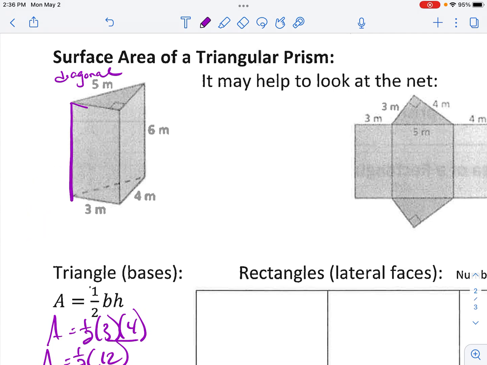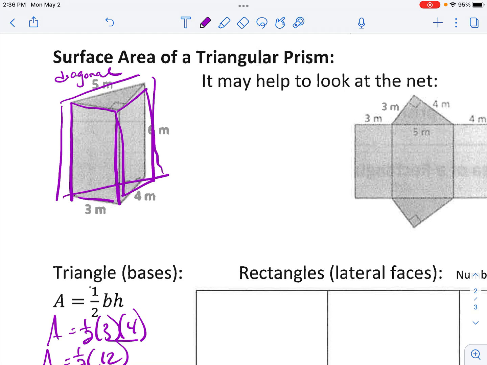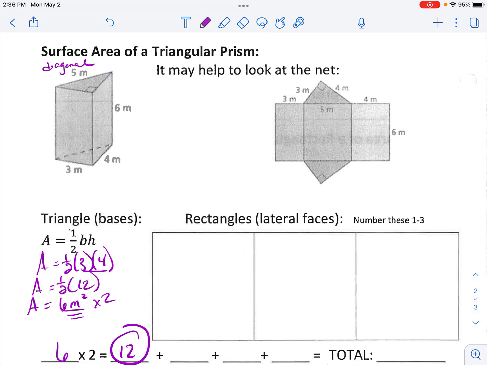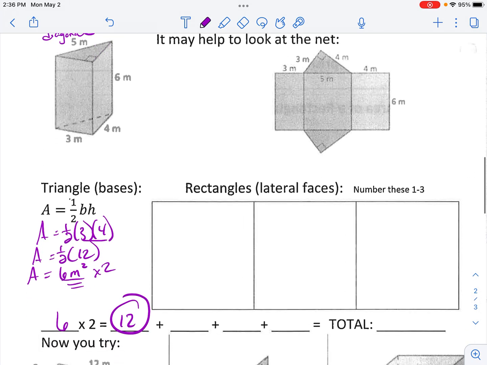So lateral faces, think there's one here, there's one here, and then guys, there's the one in the back as well. So there's 3 faces to a triangle, correct? Okay, so we're going to look carefully and do the lateral faces down here. These are all rectangles. So area is length times width.